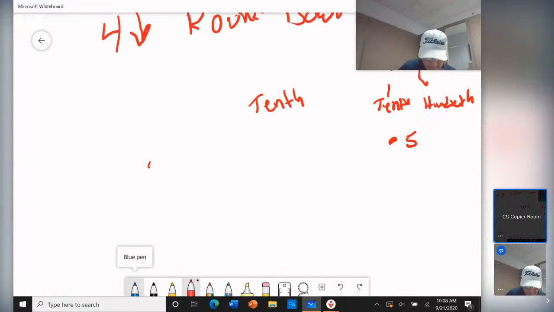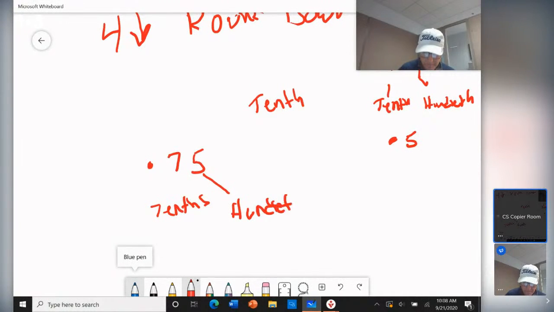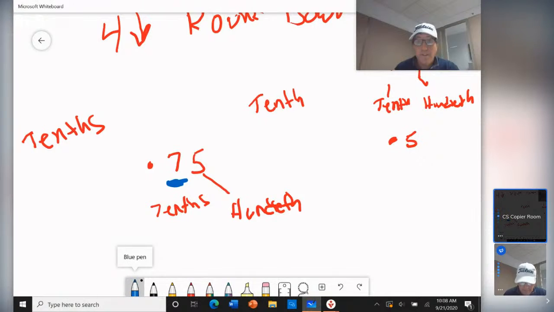So if you have the number 0.75, remember, tenths, hundredths. And I ask you to round to the nearest tenth. That's going to be this one right here. But the number to the right of it is 5. So if it's 5 or greater, we're going to round up. So how you would write that, if you're going to round to the nearest tenth, it's going to be 0.8.